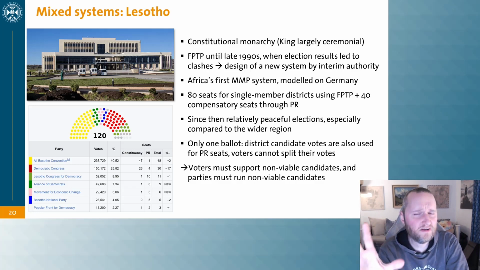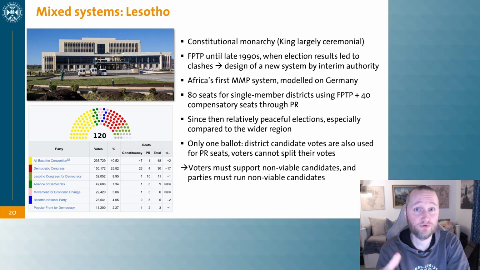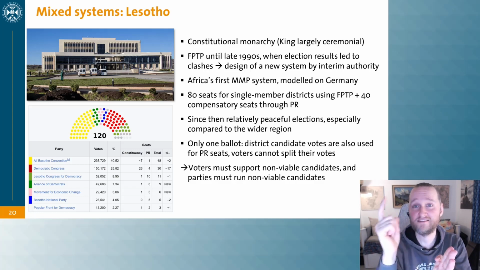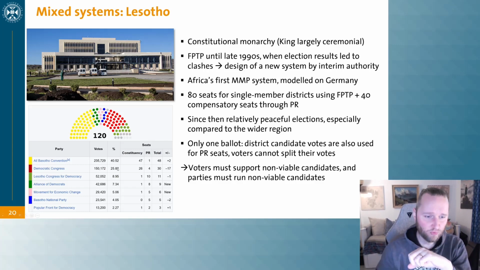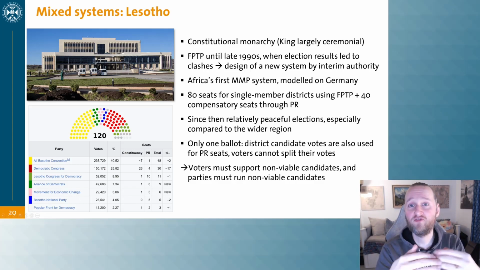Now, there's still a couple of wonky bits about the system. So, for example, voters actually only cast 1 vote, not 2, as would be the case in Germany. You only cast your vote for your candidate, and that vote for the candidate is also counted as a vote for the candidate's party. But you can't actually split your vote. So that also means that, for example, if you want to support the Movement for Economic Change party that only got 5% of the vote, you have to vote for a non-viable candidate.